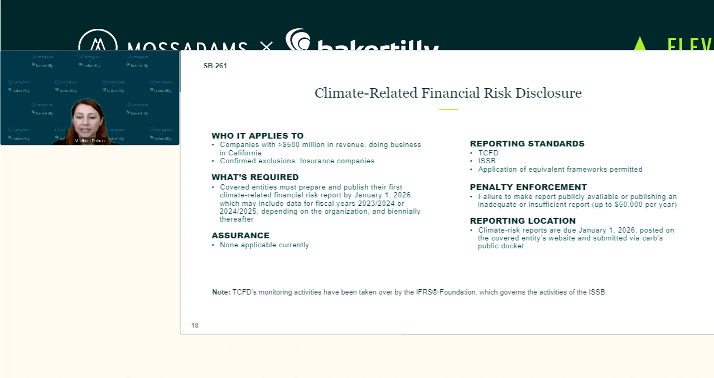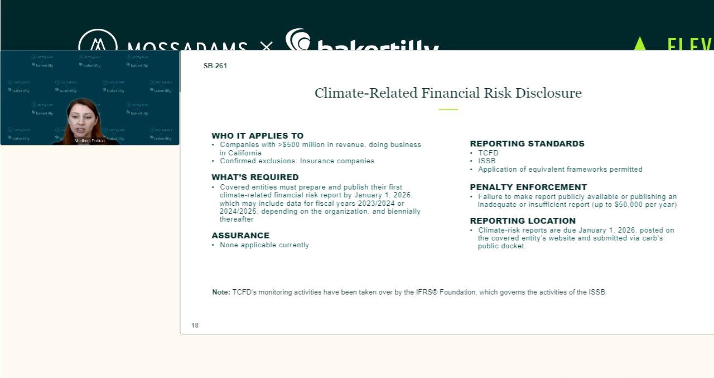In terms of the reporting standards, most organizations, I think right now, are relying on the TCFD framework, but there are other standards available and usable, such as the International Sustainability Standards Board, the ISSB framework, which is also permitted. Penalty enforcement is a little less compared to SB 253, and again, that good faith effort will come into play here. But as we get past this first year of reporting and the bar gets higher for this type of climate-related financial risk analysis, CARB had mentioned penalties up to $50,000 per year.